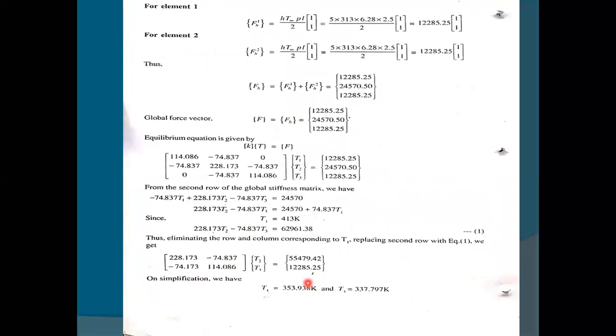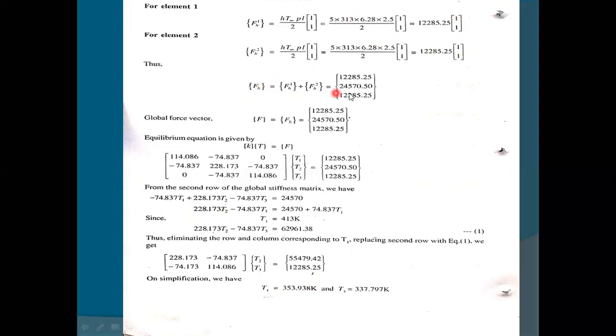Now K is over. Next we are going to calculate the force matrix due to convection. FH is equal to H T infinity PL divided by 2 times [1; 1]. Again, the formula for the force matrix is different for the composite wall and the fins problem. H is the convection heat transfer coefficient, T infinity is the ambient temperature, P is the perimeter, and L divided by 2. Same thing we calculate for element 1 and element 2. Here we give the numbering T1, T2, T1, T2.